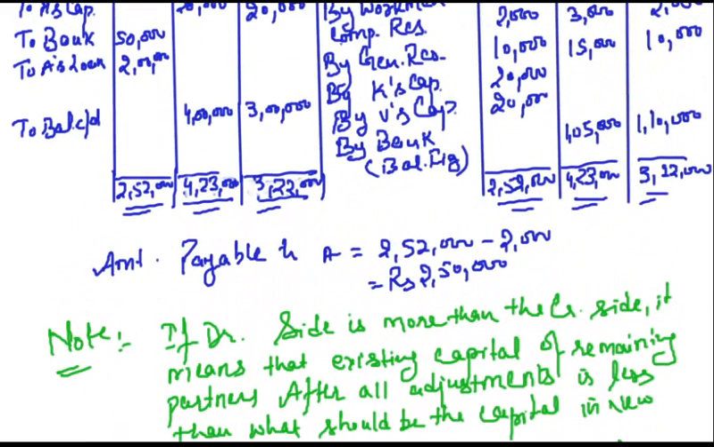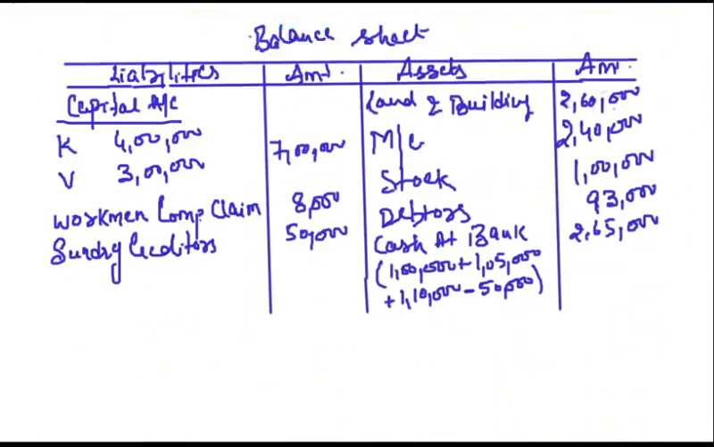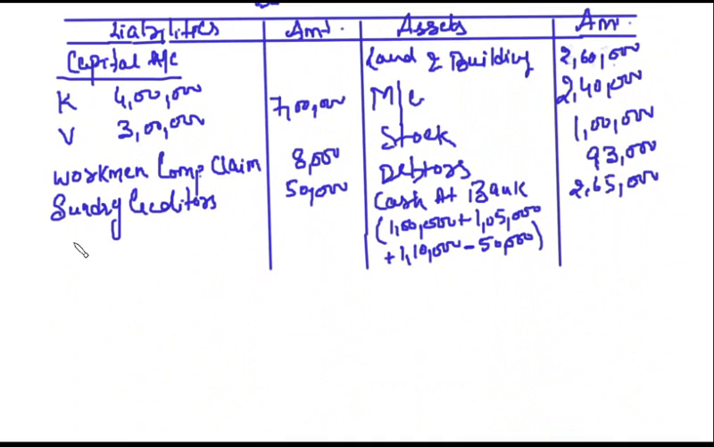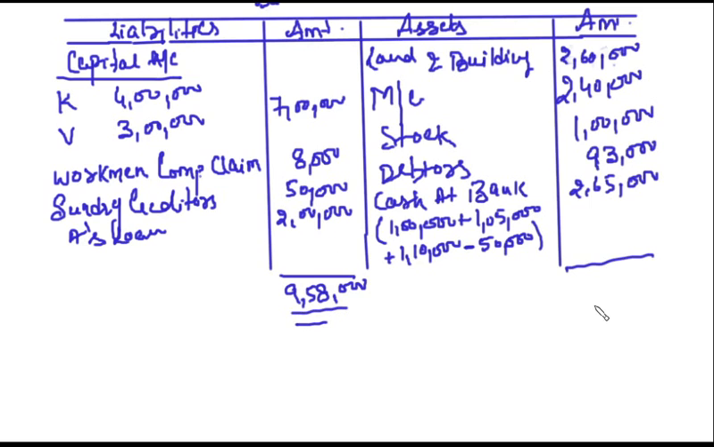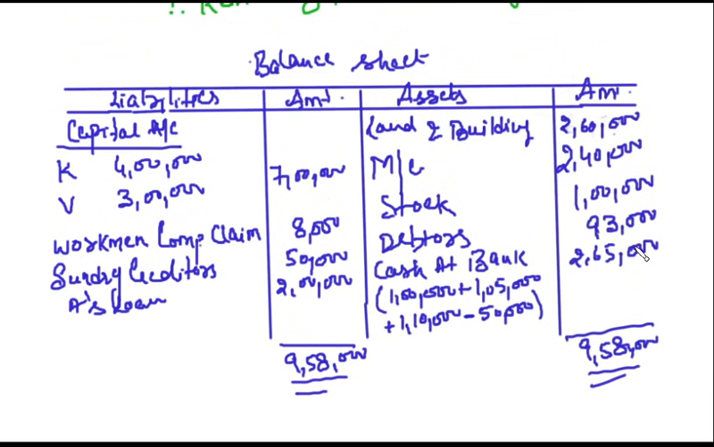We have the retiring partner's loan to the extent of 2 lakhs. This is a liability. Loan to the extent of 2 lakh. Clear? Anything else? Clear, sir? So this balance sheet total comes to 9,58,000 and 9,58,000. Clear, friends? I hope this question is clear.